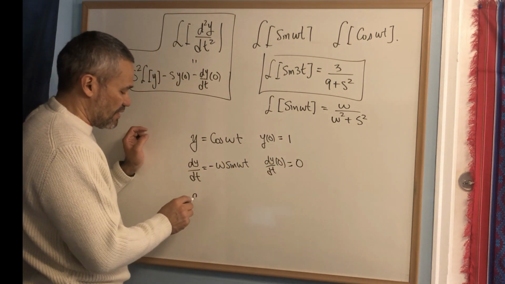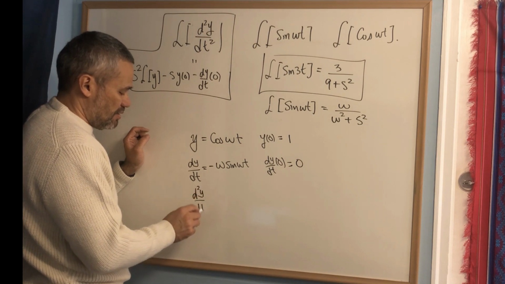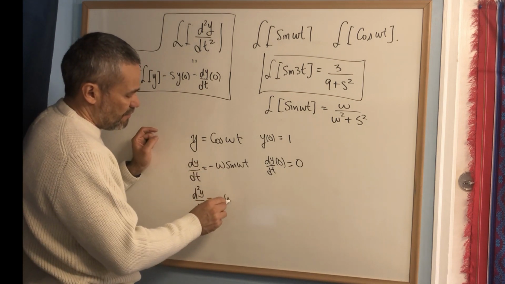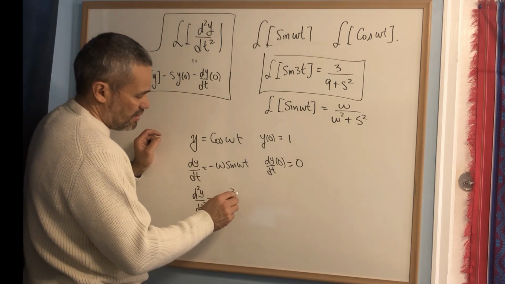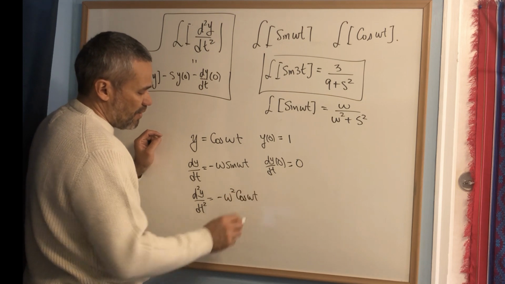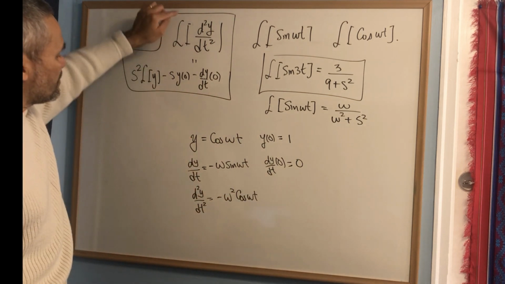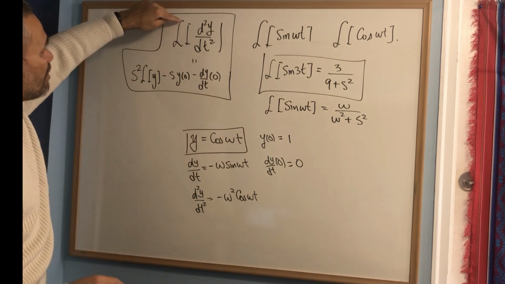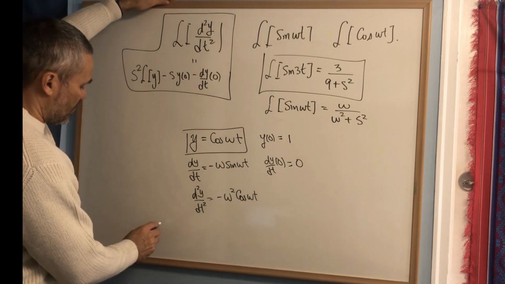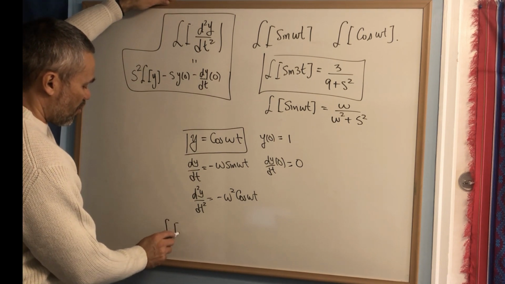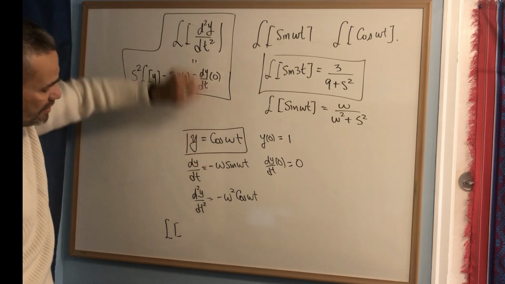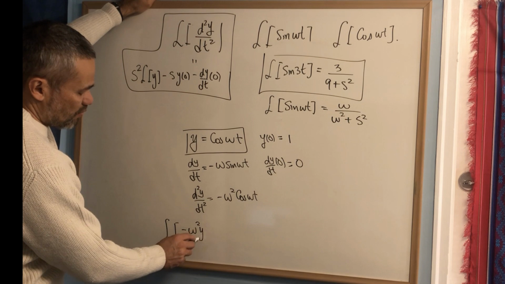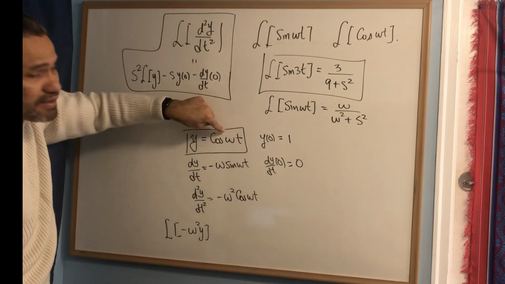And what is the second derivative? The second derivative would be negative omega squared cosine of omega t. Then notice that now my function y is cosine of omega t. By applying this formula, what do we get? We get the Laplace transform of the second derivative, but the second derivative is negative omega squared times y. You see, cosine of omega t is my y.